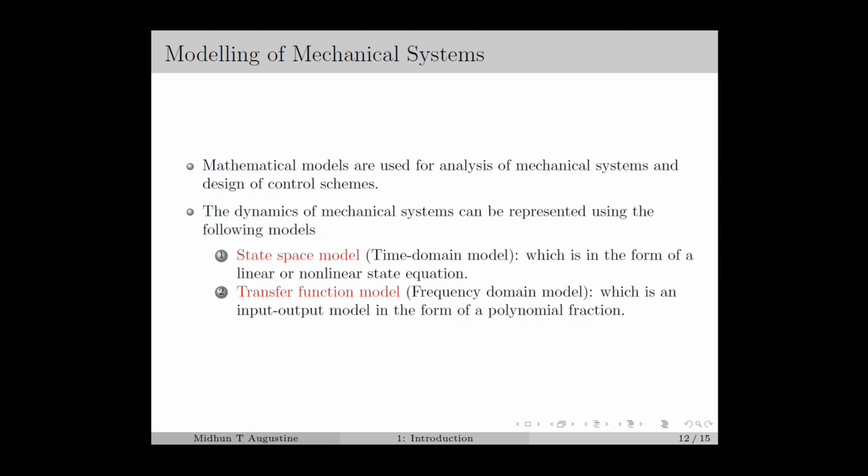In general, mechanical systems can be represented mathematically using either time domain models or frequency domain models. In time domain modeling, we mostly use state space models, which is in the form of a linear or nonlinear state equation. And in frequency domain modeling, we mostly use transfer function models, which is an input-output model in the form of a polynomial fraction. The mathematical model should be sufficient to capture the behavior of the variables in the system that we are interested in. And we use the mathematical model for designing the controller, or in other words, designing the algorithm for computing the control input to the system.